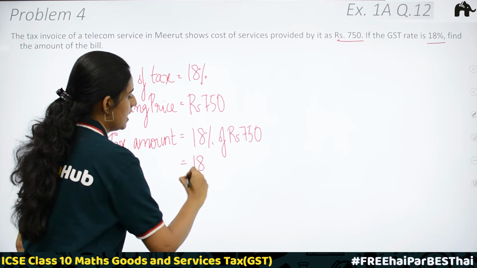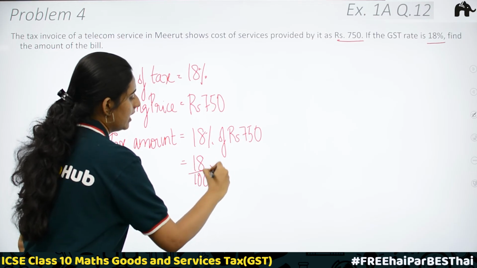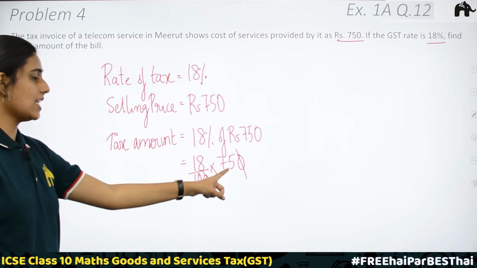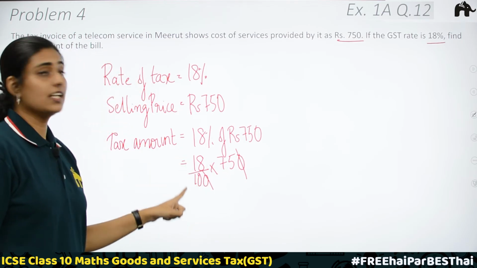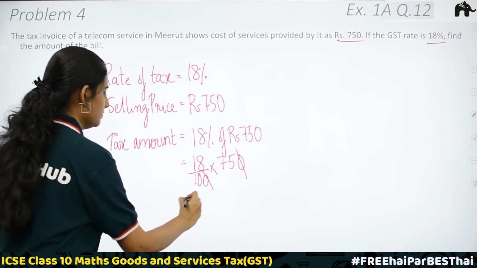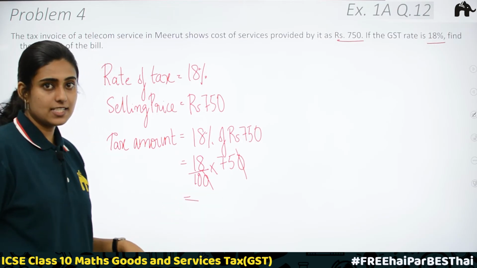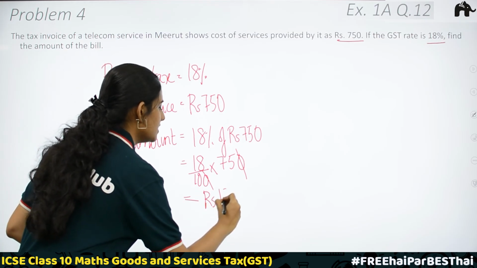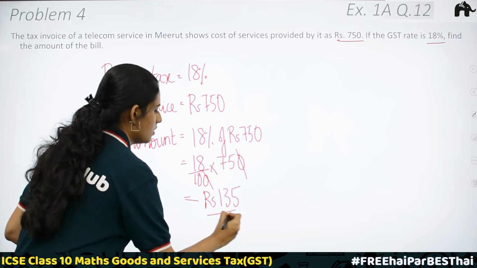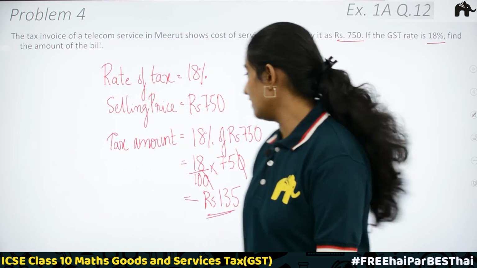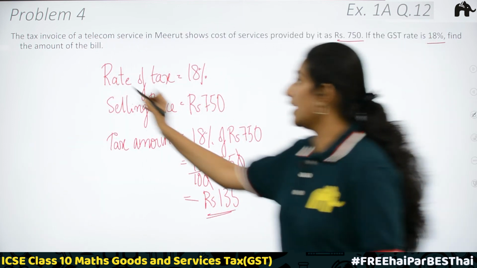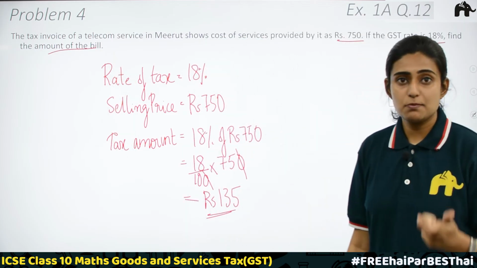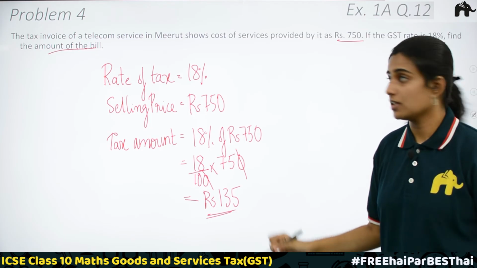That is 18 divided by 100 into 750. Do the calculation. That is 75 into 18 divided by 10. Got your answer? Yes, that is rupees 135. Okay. Rupees 135 is the tax amount. We need to find the amount of the bill.